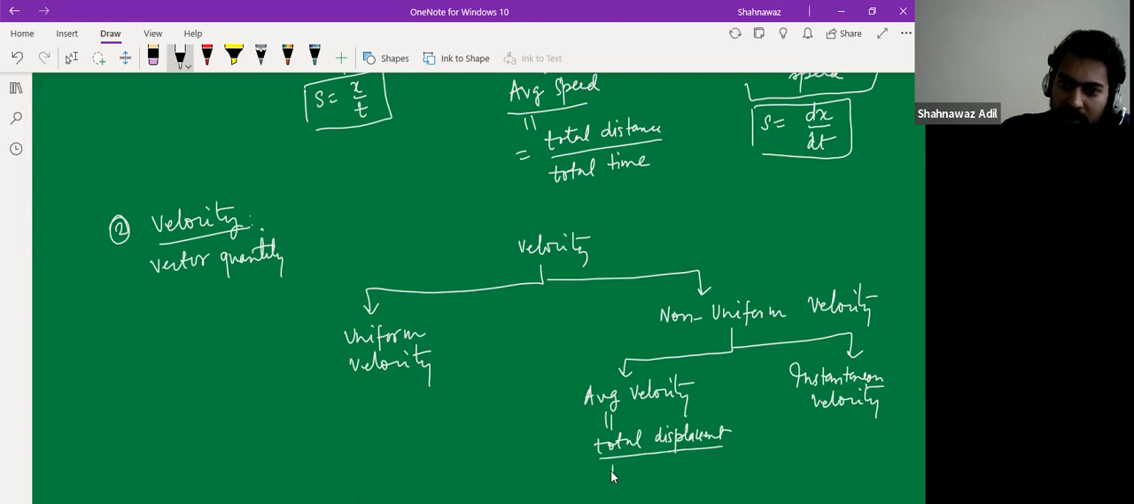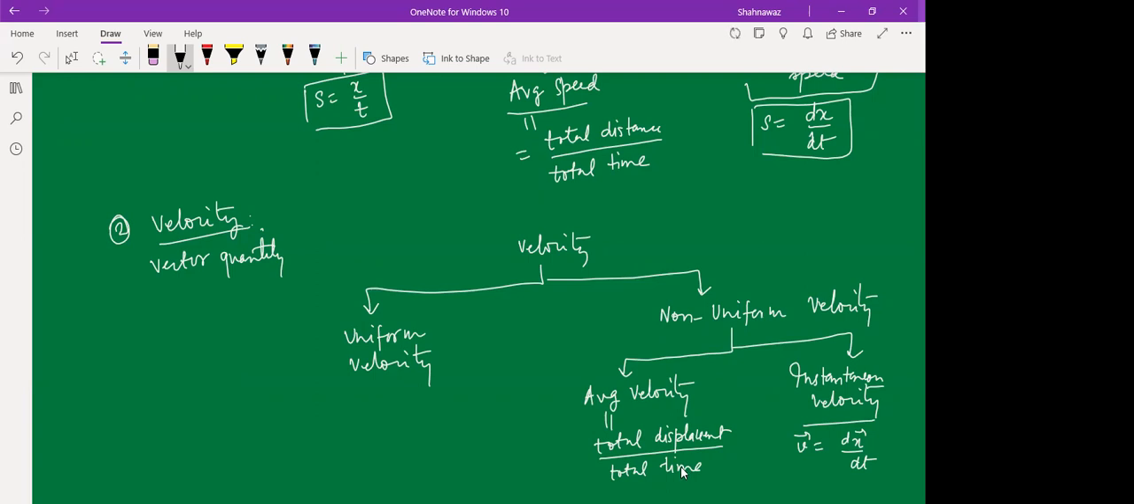Upon total time. Okay, and this is what? V is dx by dt. Okay, so understood up to this point? Am I going very fast, or is this very trivial? Sir, it's all right.